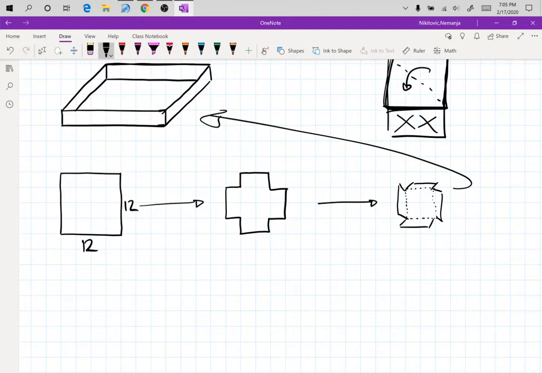So the question is, how much do I have to punch out? And that's the unknown x. How much do I have to punch out for these x by x squares in each of the corners in order for me to create the largest possible volume to fit in?